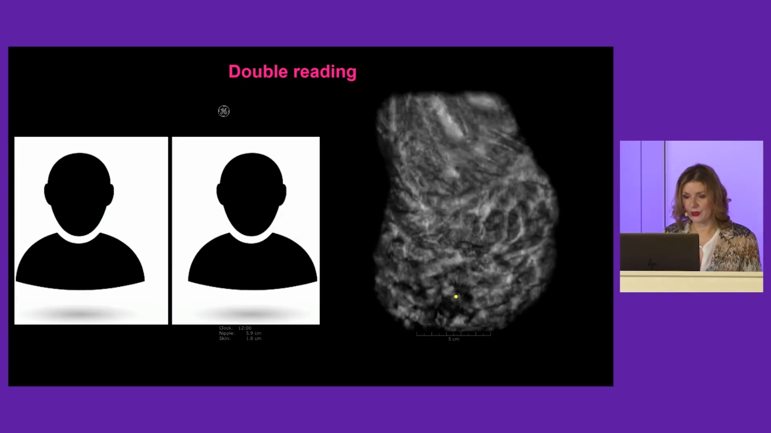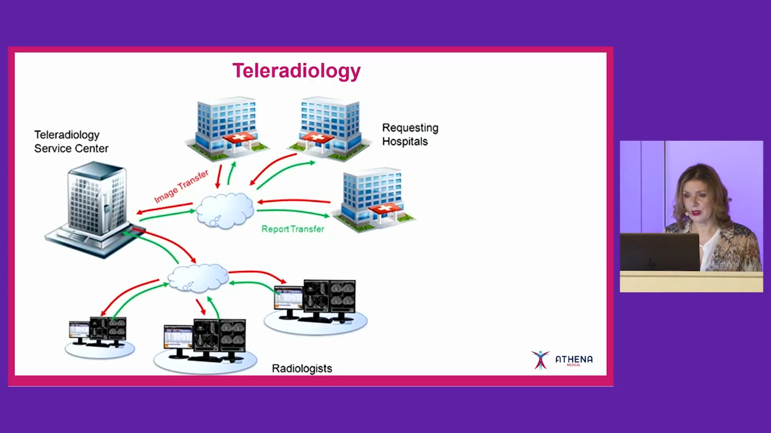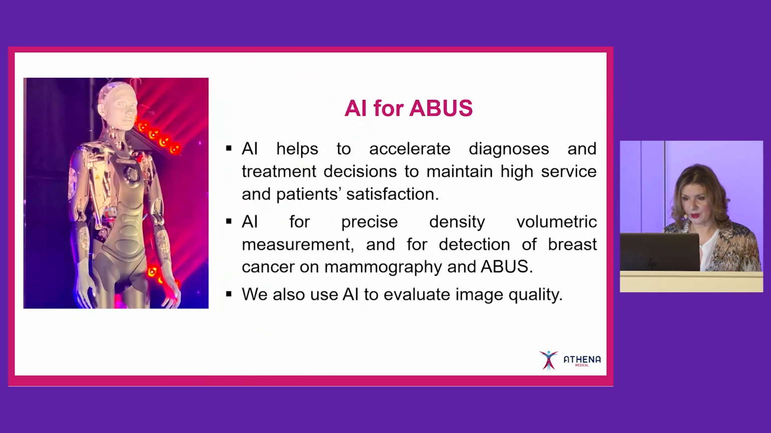Also, double reading is now possible. You can see here, we double read our ABUS examination. We get more precise comparison with prior examinations, like in this patient. Teleradiology is now possible. It is feasible because in some countries, supplemental screening cannot work because of the great distance between different cities.